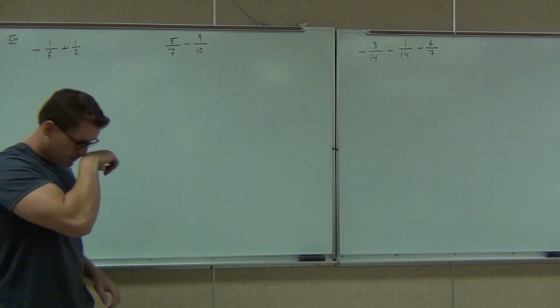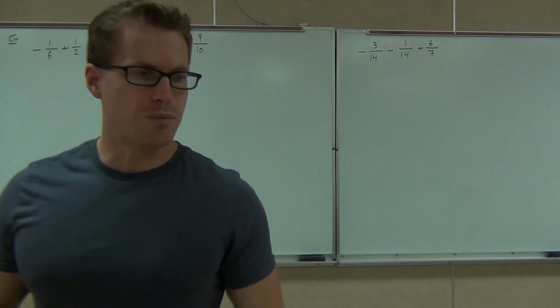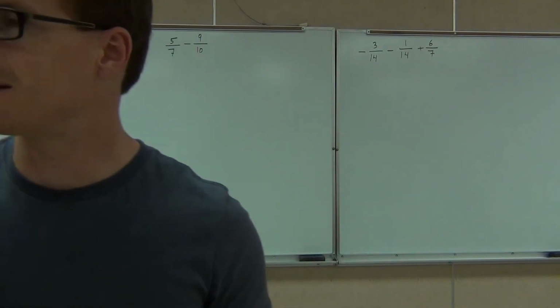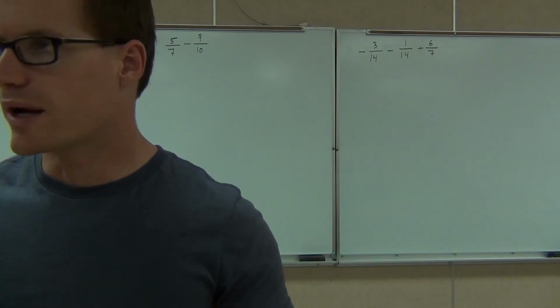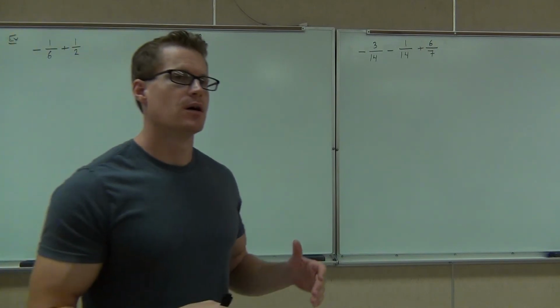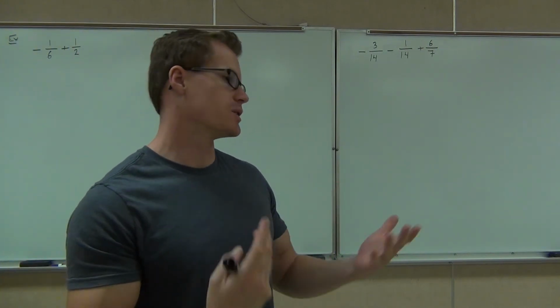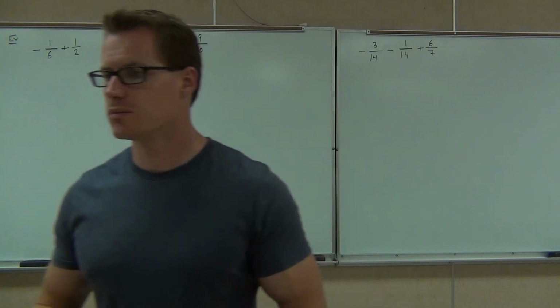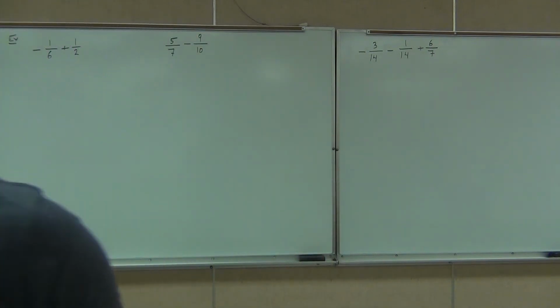So in our process here, we find our LCD. We definitely have to have that. Write these equivalent fractions. So we're changing our fractions here to have a common denominator, putting them as one fraction, and then doing either addition or subtraction. That's our goal. Take about one more minute here, and then we'll get started on the board.